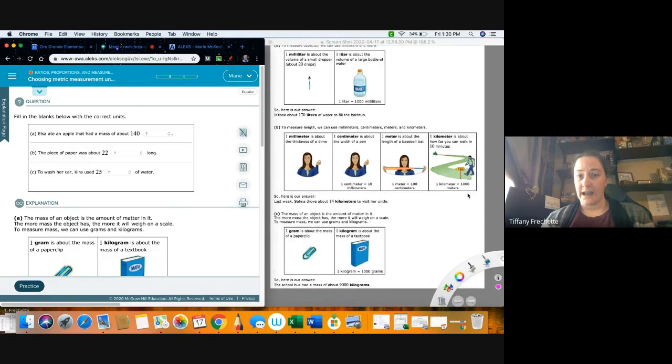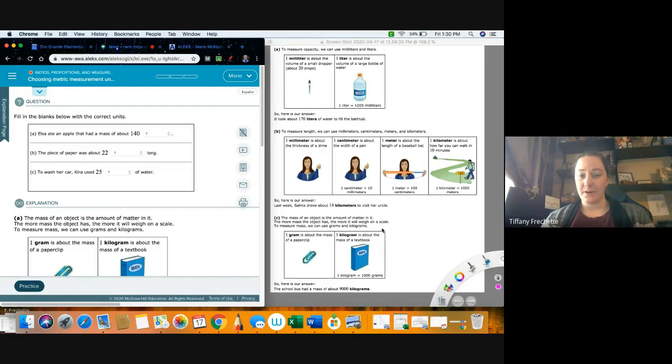Now we're going to look at, I didn't mean to scroll up so far. Now we're going to look at mass, or how much something weighs. So 1 gram is about the mass of a paperclip, and 1 kilogram is about the mass of a textbook, and 1 kilogram has 1,000 grams in it. So this time we're going from gram to kilogram. That's why we went from 1 to 1,000.